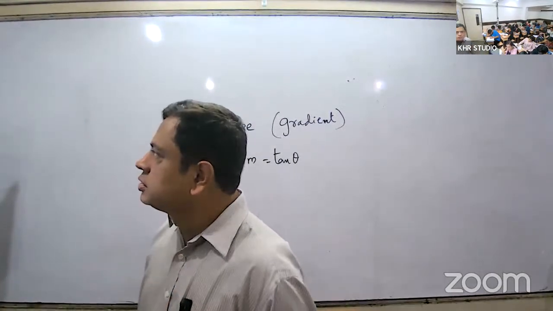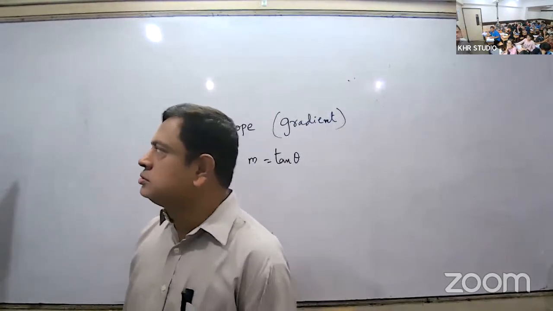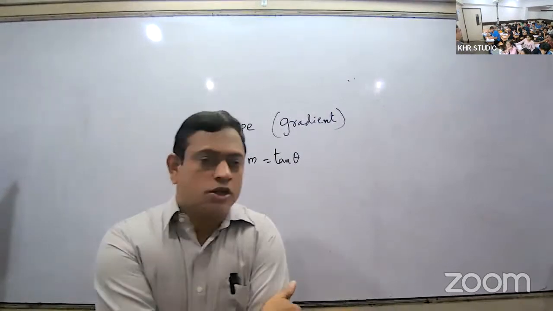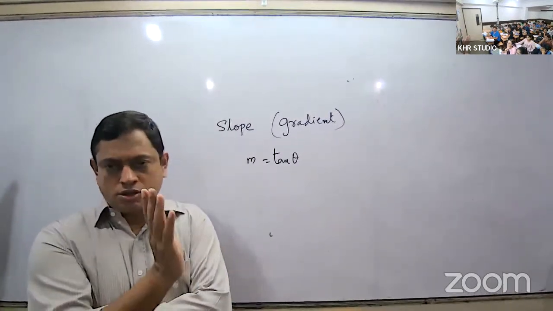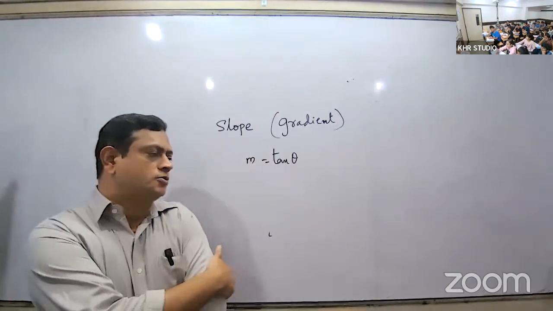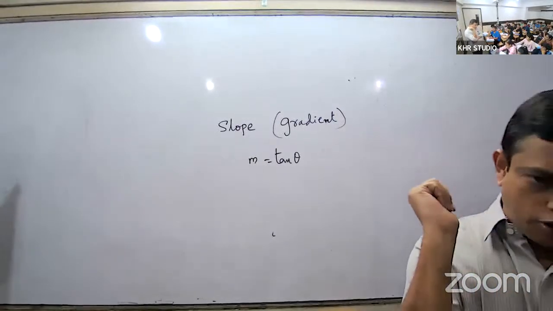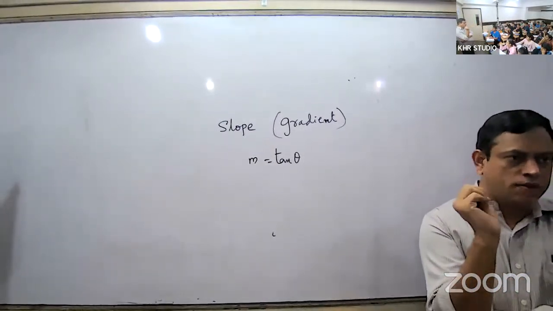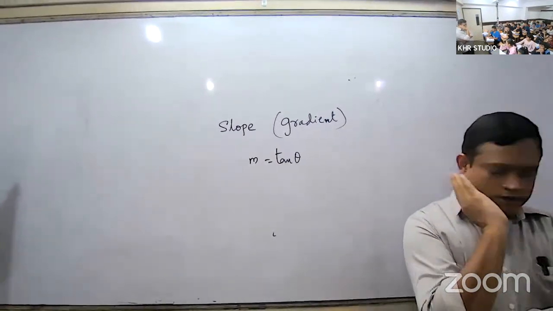Slope is denoted by what? m. Tan theta. Understood or not? We will get another formula also, immediately. So the slope of a line is m, denoted by tan theta, or m is equal to tan theta.